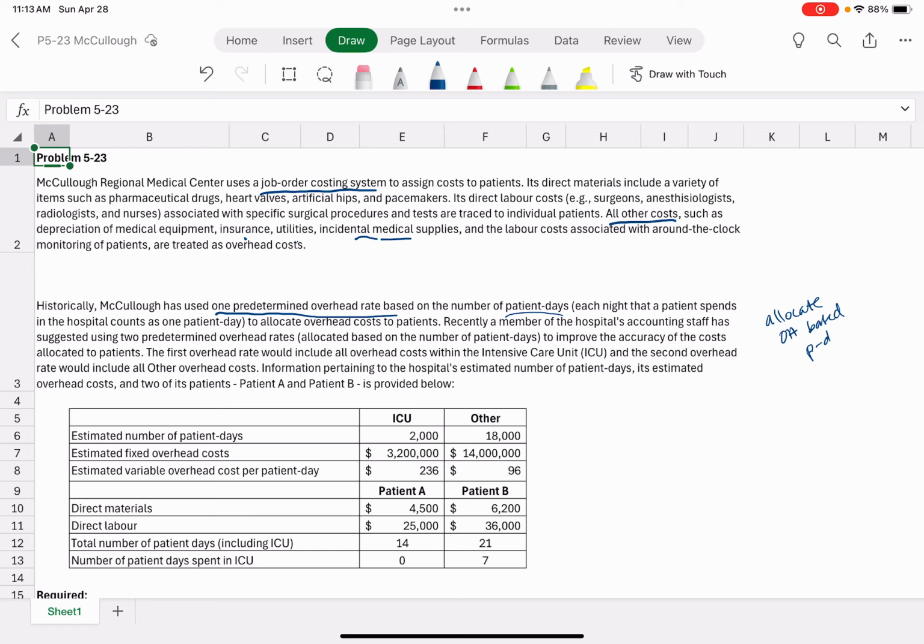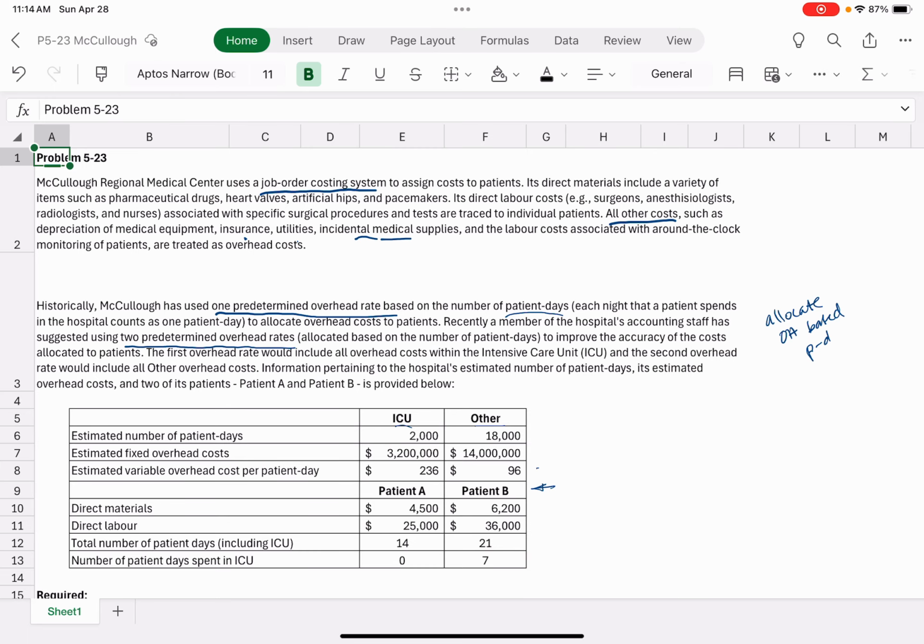And recently, a member of the hospital's accounting staff suggested, hey, maybe we should use two predetermined overhead rates, one based on the ICU and one based on the rest of the hospital. And then they give us some information about overhead costs in the ICU and the rest of the hospital, as well as two sample patients here, patient A and patient B. Okay, let's keep going.